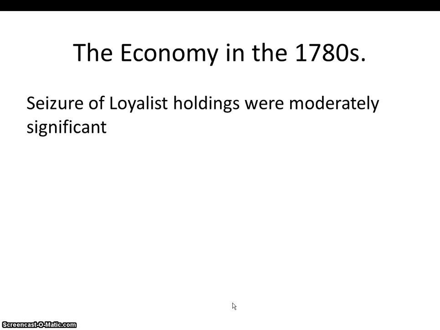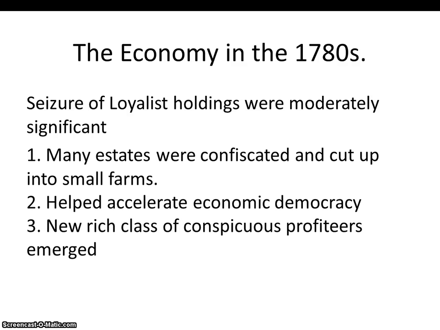So one of the things that was happening during the 1780s as a result of all of this economic crisis was the seizure of loyalist holdings and the taking of those loyalist properties. Many estates were confiscated and chopped up into small farms. This helped accelerate economic democracy. That old landowning aristocracy ideal from Europe was not what we had here. It was that pull yourself up by your bootstraps. If you owned a piece of land, you too could be part of our democracy.